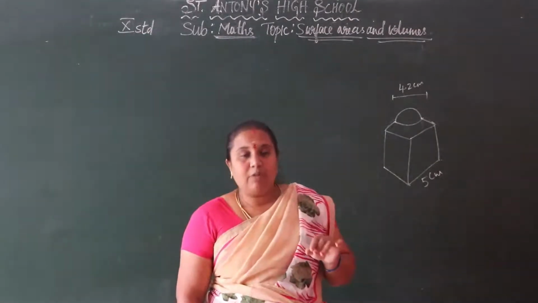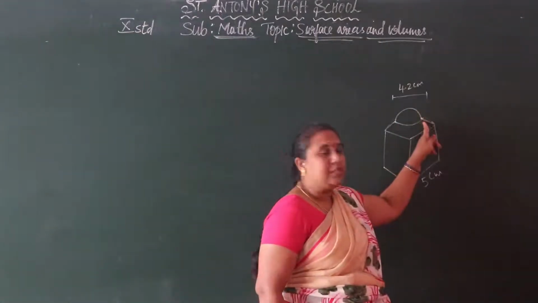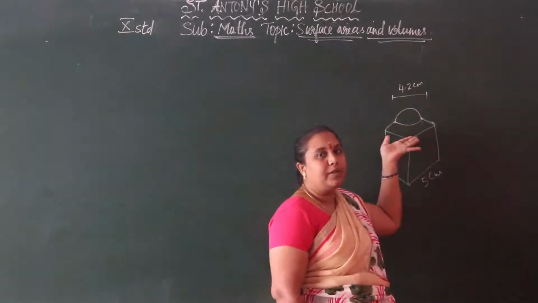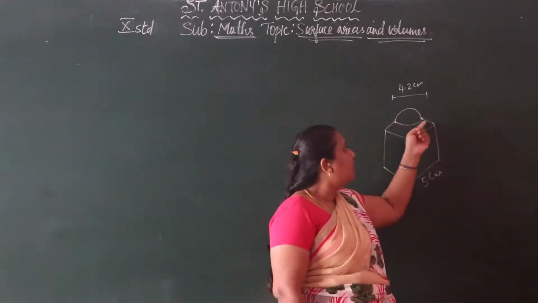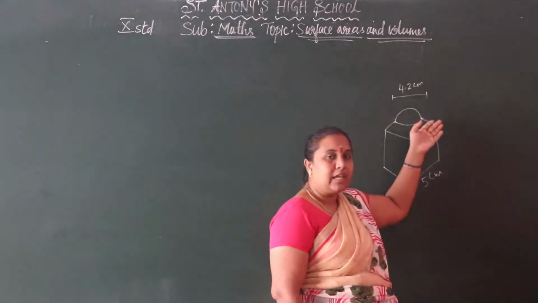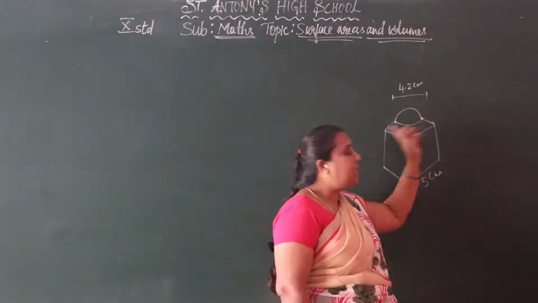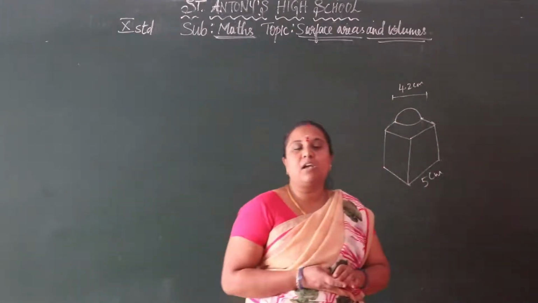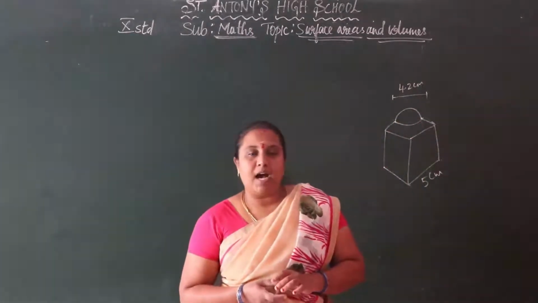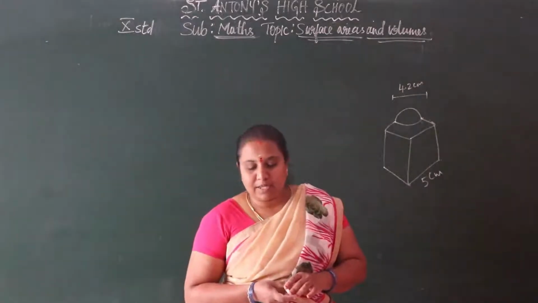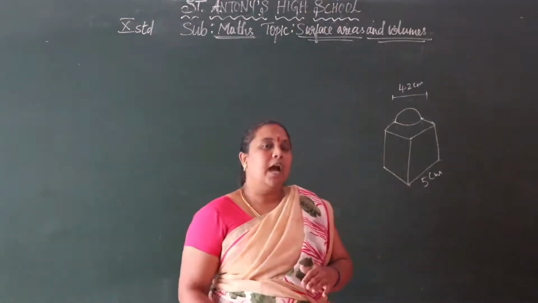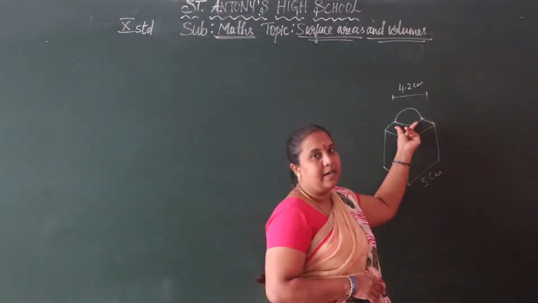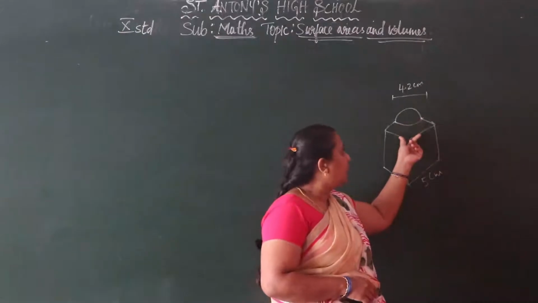Then we have to find the CSA of the hemisphere. There is no flat circular surface, because it attaches on the cubical surface, so we find only the CSA of the hemisphere. The formula for the CSA of hemisphere is 2 pi r square, and we have to subtract the flat surface area which is on the cube.